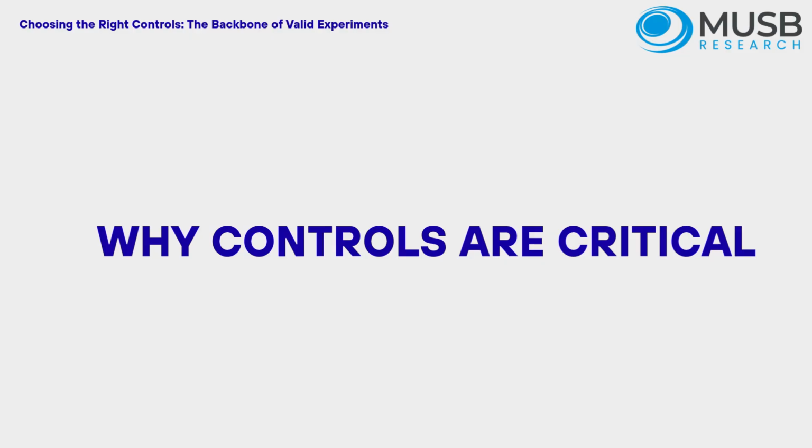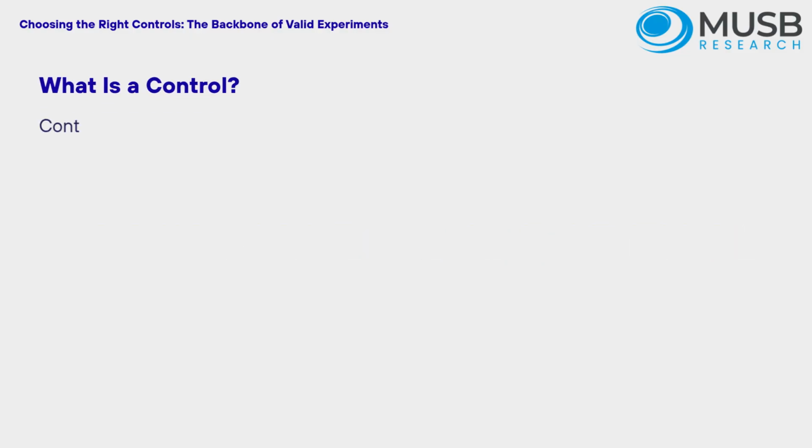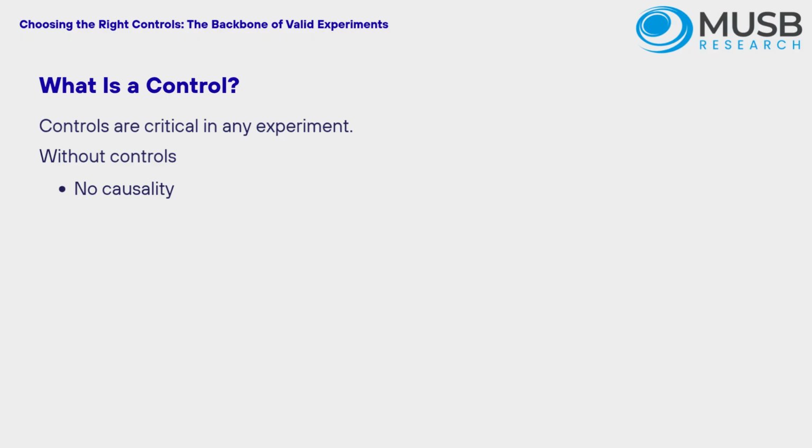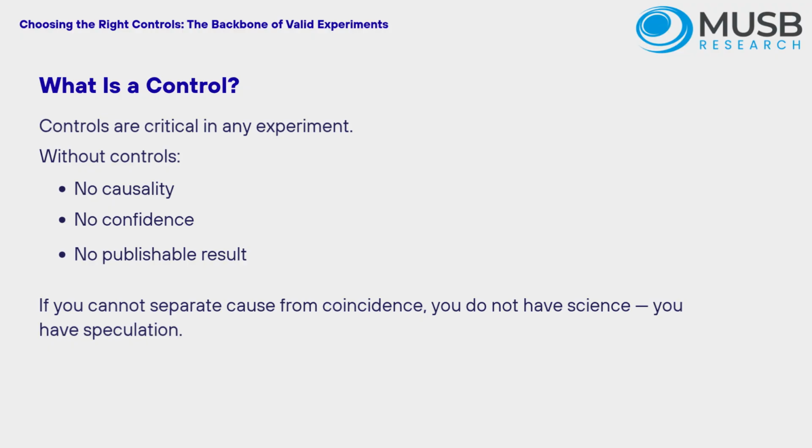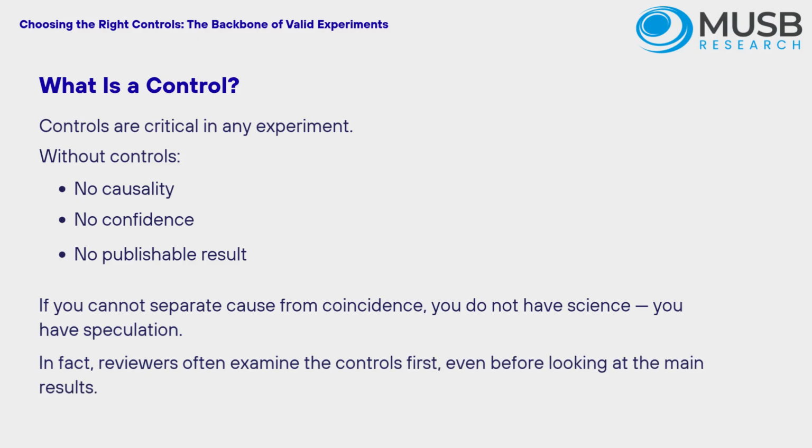Why are controls critical? Controls are critical in any experiment. Without proper controls, there is no way to establish causality, no confidence in the results, and ultimately, no publishable outcome. If you cannot separate cause from coincidence, you do not have science, you have speculation. In fact, reviewers often examine the controls first, even before looking at the main results.